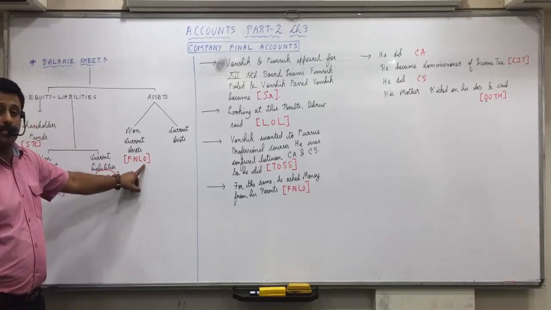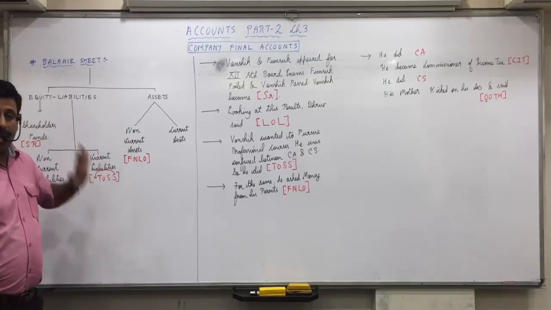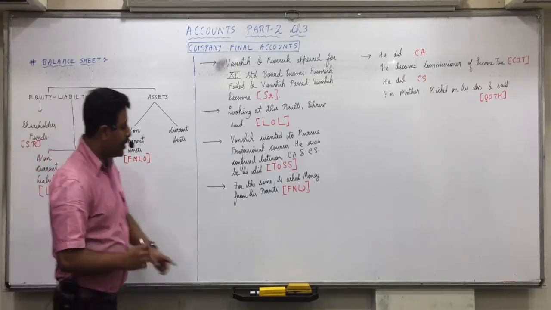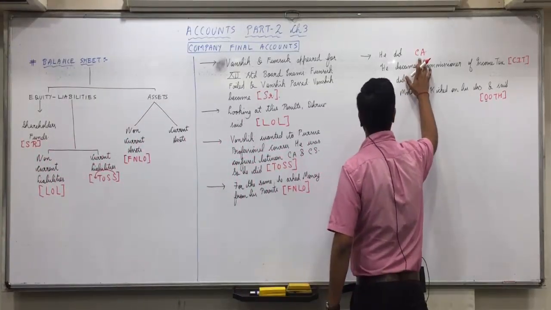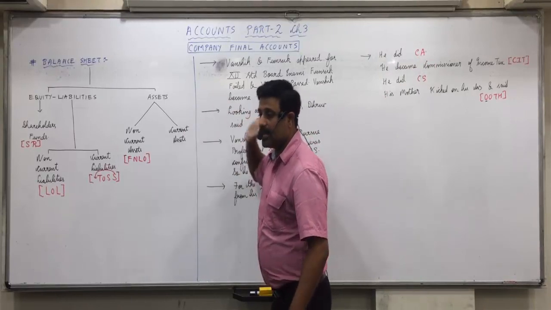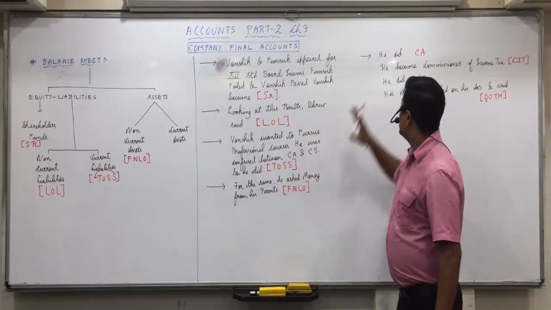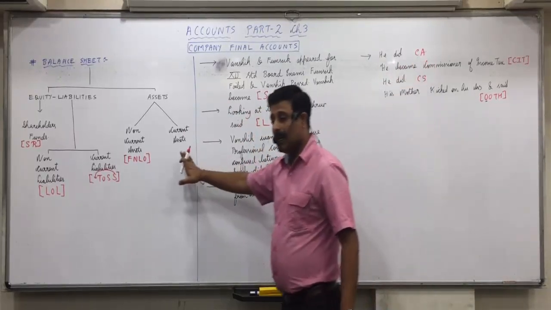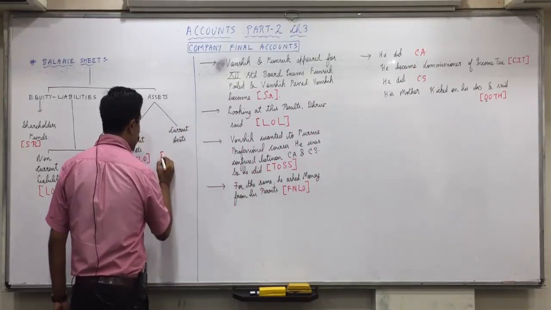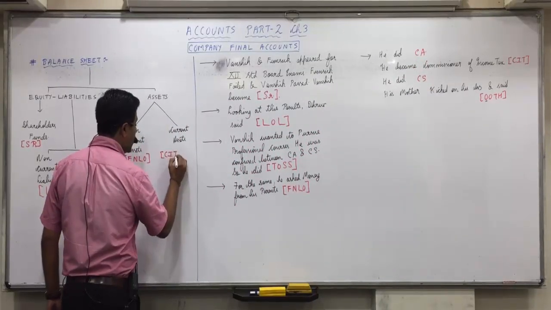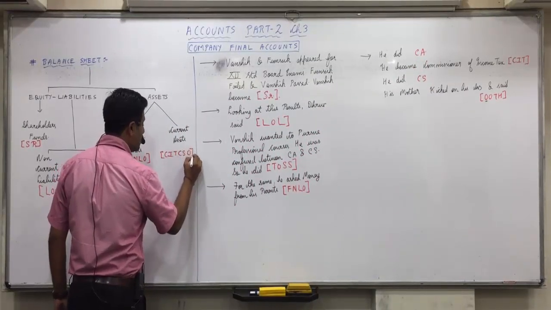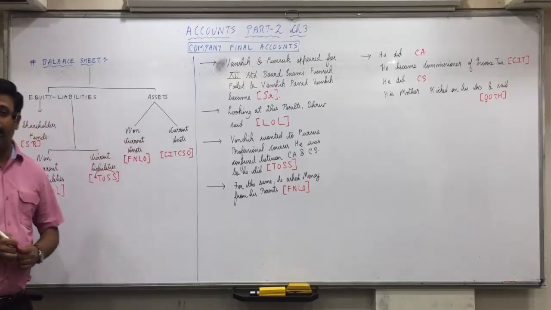And this you already know. Other non-current assets. Then after that, CA itself stands for current assets. Within that you remember Commissioner of Income Tax, CS and PERT. Okay.